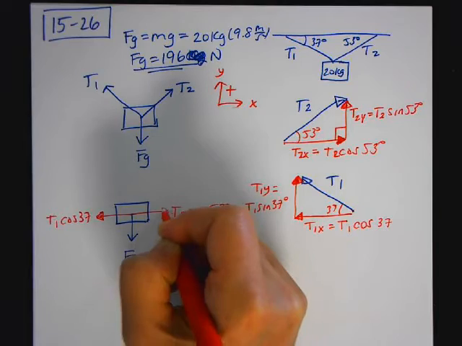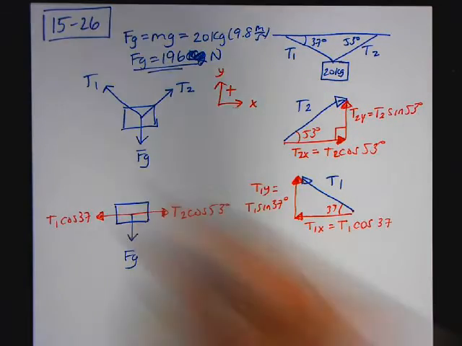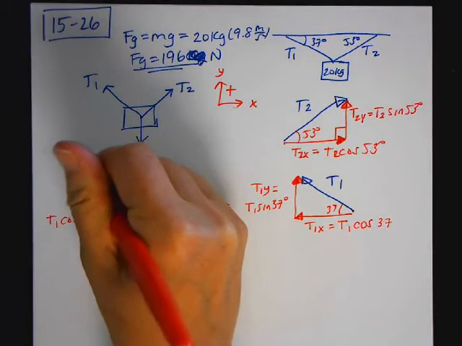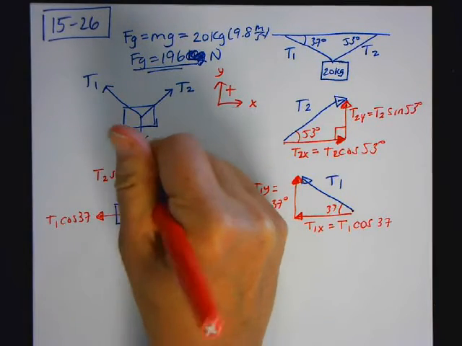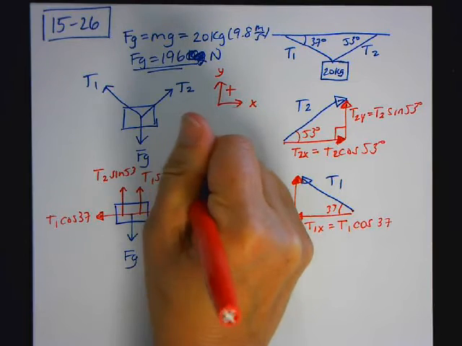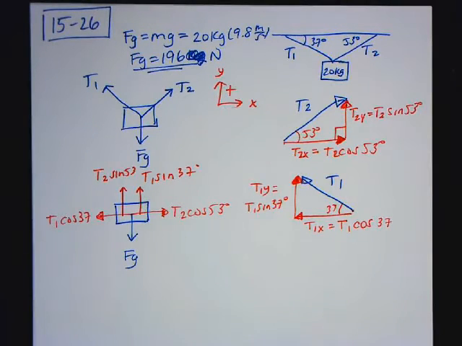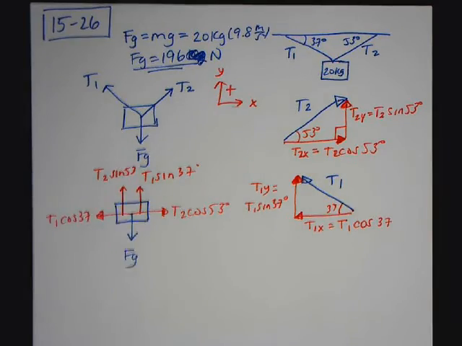You see how these are going in opposite directions, and that's important. All right, so then this is going to be T2 sine of 53, and then up here I'm going to do T1 sine of 37. Now I'm home free. This is the point now where I'm going to be summing my forces. Where do I start? It doesn't really matter. So let's say I just start horizontally.